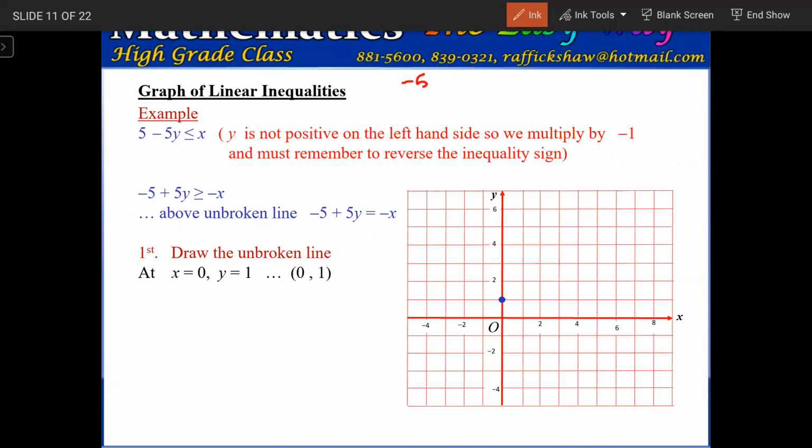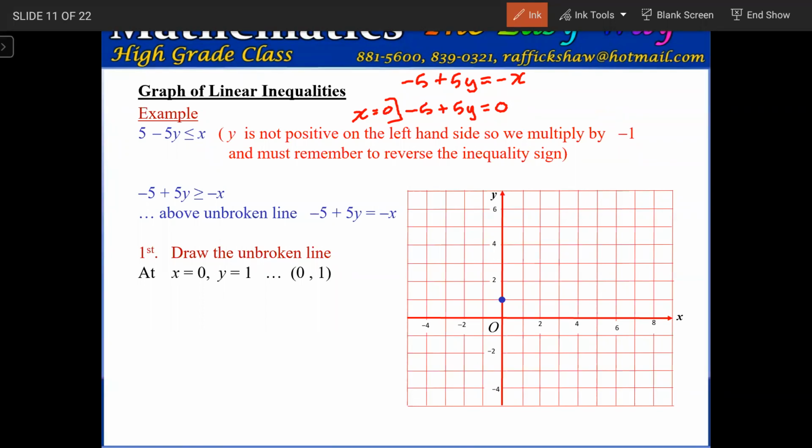Minus 5 plus 5y equals minus x. So first I'm going to give it an x value of 0. I put x equals 0. I'm going to get minus 5 plus 5y equals 0. Understand that? And then if I carry over the 5 and divide by 5, yeah?